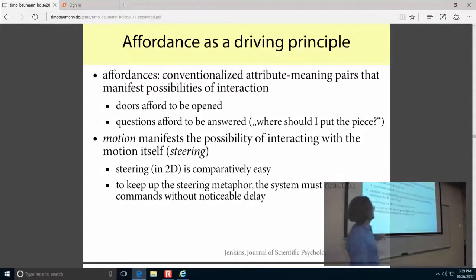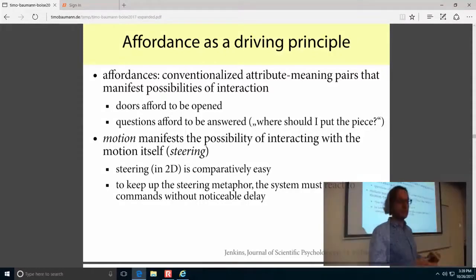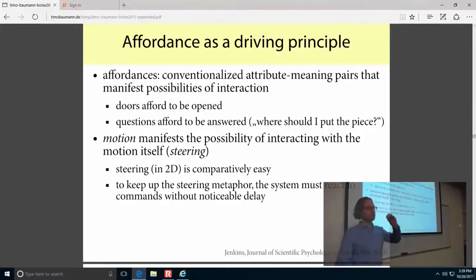Motion, as a third thing, manifests the possibility of interacting with that motion, and we call that steering. And steering is super easy. So if I move something, you can say, no, stop moving. Okay. So steering is super easy, especially on a 2D plane. You can go up, you can go down, left, right. You can go diagonally, you can stop, you can reverse, and so on. But it's a very closed vocabulary. So that will radically simplify our task, at least if the human keeps up the steering metaphor. And we found that the computer has to be quick, right? I steer, and there has to be a reaction to it for this to work.